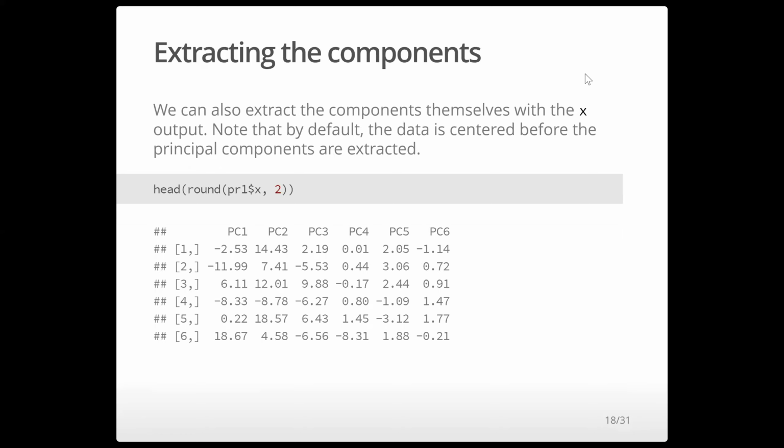So another thing we can do is actually extract the components themselves. So this is the coefficients multiplied by the original data. So this is the first principal component. This actually has 400 rows, which is the number of rows in the original data. I'm just putting the first 6 here. This is the second principal component, the third principal component, so on and so forth.